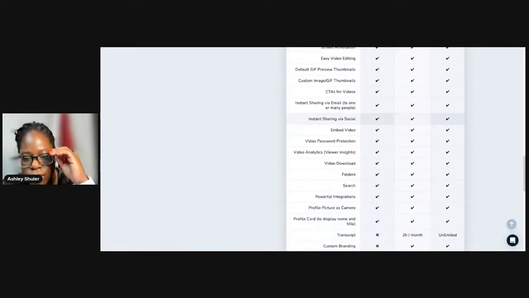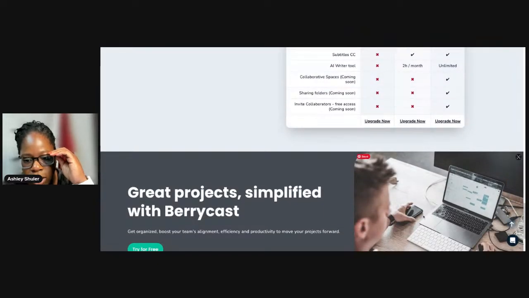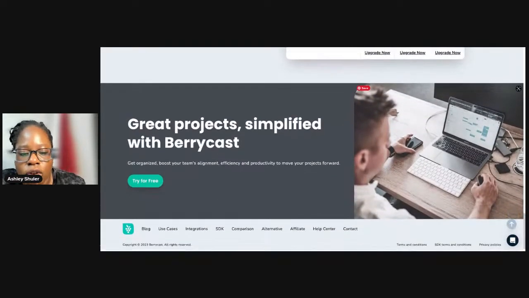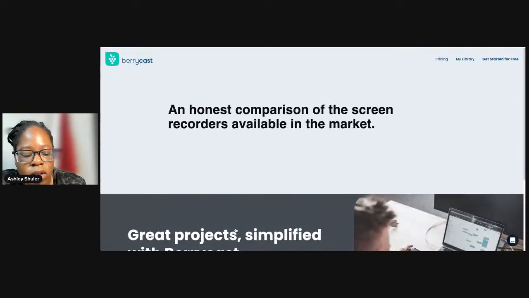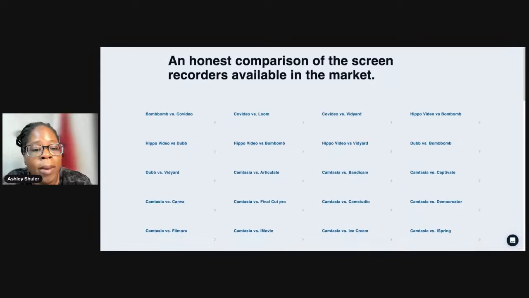What else can they do? What's 2 hours a month? Oh, the AI. I got that. Oh Lord. Hold on, hold on. I gotta quit my mail. Okay. Oh, I see. This is not available. Collaborative spaces, sharing folders, and invite collaborators. What's the comparison? Yes, this is what I want here. An honest comparison of the screen recorders, because there's so many.